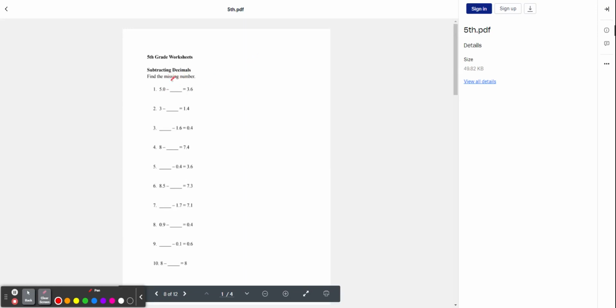So let's get started with finding the missing number using fractions. So let's try number 1. 5.0 minus blank equals 3.6. Since this blank is the difference between 5 and 3.6, to find this blank number, we can subtract 3.6 from 5.